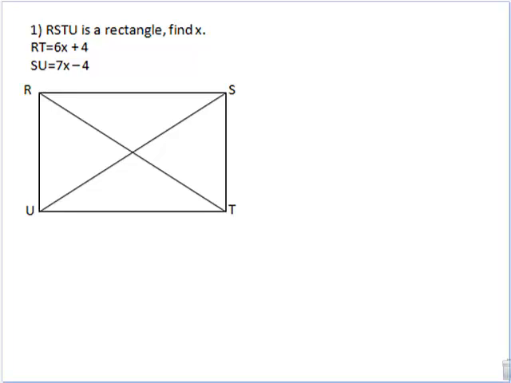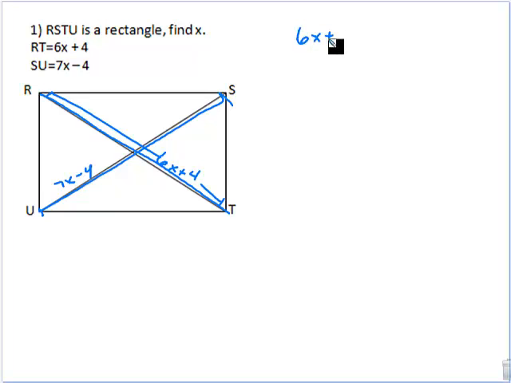RSTU is a rectangle. Find x. RT is 6x plus 4. SU is 7x minus 4. Why are these 2 equal to each other? Because the diagonals are congruent. So here we have RT. RT is 6x plus 4. And here we have SU, which is 7x minus 4. So we have the 2 lengths of the diagonals. We know the diagonals are congruent, so we can just make them equal to each other.